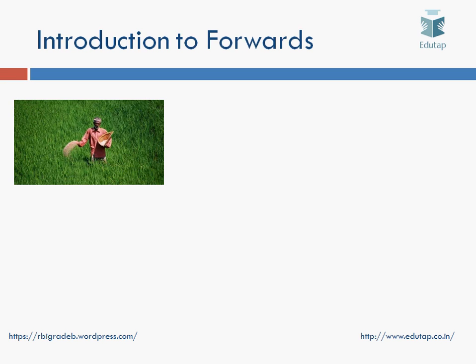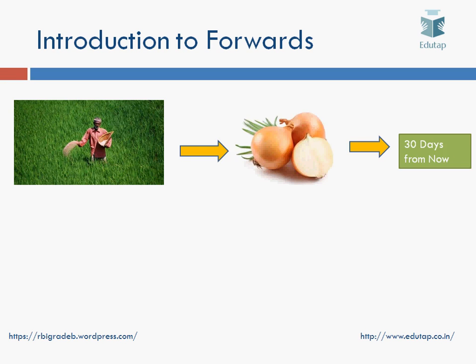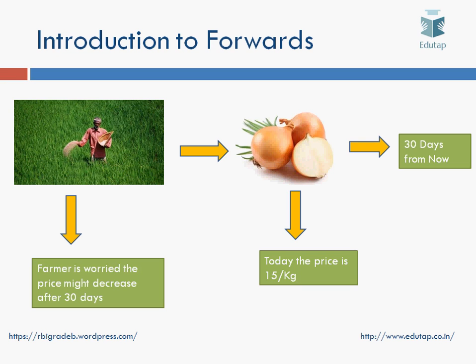So let's start with the introduction to forwards. Suppose there is a farmer who produces onions in his fields or farms, and he will harvest the onions 30 days from now. That is, he will sell the onions 30 days from now. Today the price of onions in the market is 15 rupees per kg, but the farmer is worried that the price might decrease after 30 days. So after 30 days, when he harvests the onions from his fields, he might not get 15 rupees per kg for his produce.